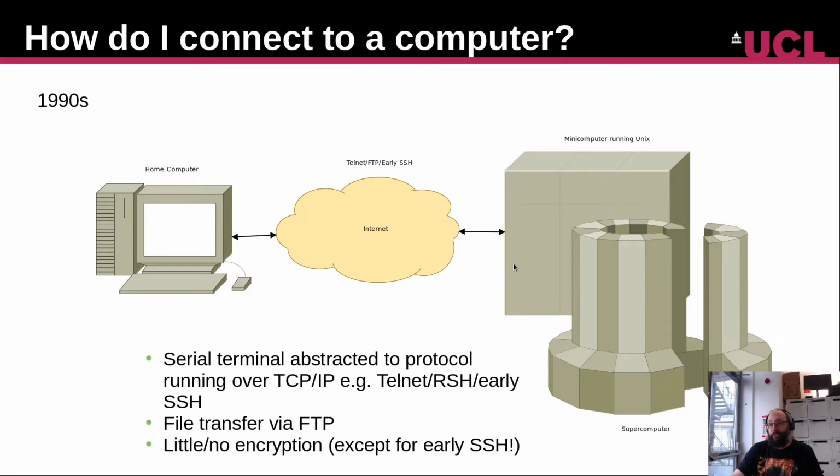The serial terminal connection was abstracted over a TCP/IP protocol, usually Telnet or RSH. These were very early. This was before people generally realized that encryption was absolutely essential for pretty much everything on the internet, so nothing was encrypted. There was a file transfer protocol called FTP, which is actually what FTP stands for. Again, not encrypted. There was some very early adoption of SSH, which is kind of the first encrypted protocol for logging into machines remotely.